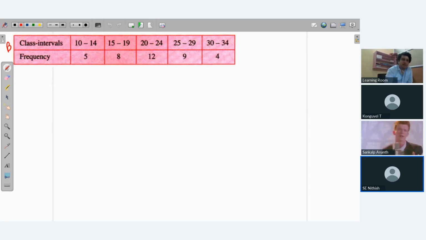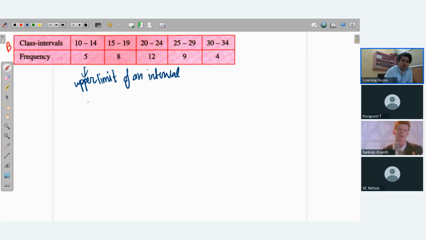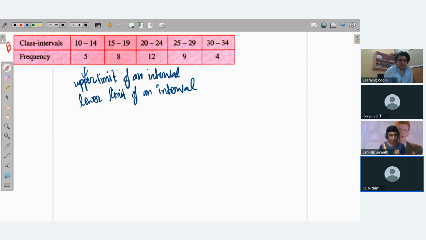So basically, if I bring in the terminology, in every interval there is an upper limit and a lower limit. For example, can you tell in the first interval what is the upper limit? 14. In the first interval, the upper limit means the upper value, the highest value. Yeah, 14. Very good. So what about the lower limit of the fourth interval? 25. Yeah. Fourth one is 25.